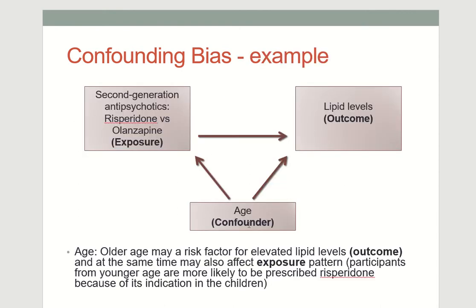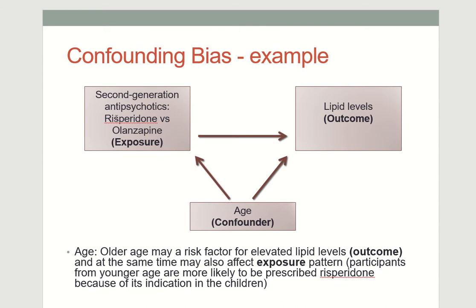I think here you have an example. The exposure is the second generation antipsychotic, for example risperidone versus olanzapine. We're comparing these two with regard to the lipid outcomes, and a potential confounder is age. So age is related to the exposure. Maybe elderly people tend to take one or the other medication, and obviously elderly people have a different lipid profile than younger people, and it's not part of the causal pathway.